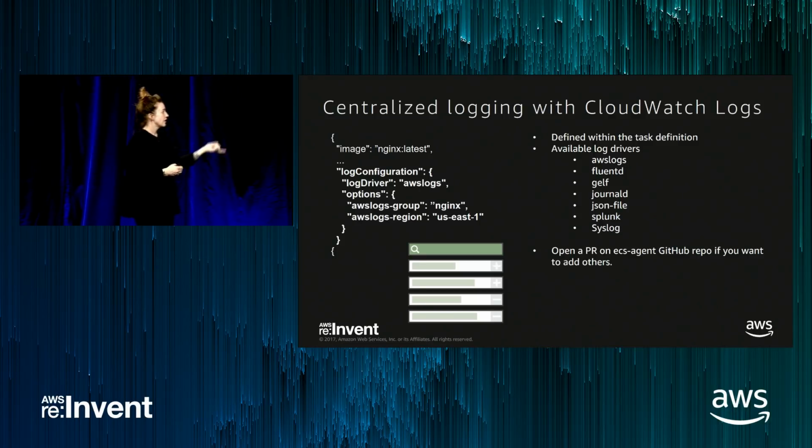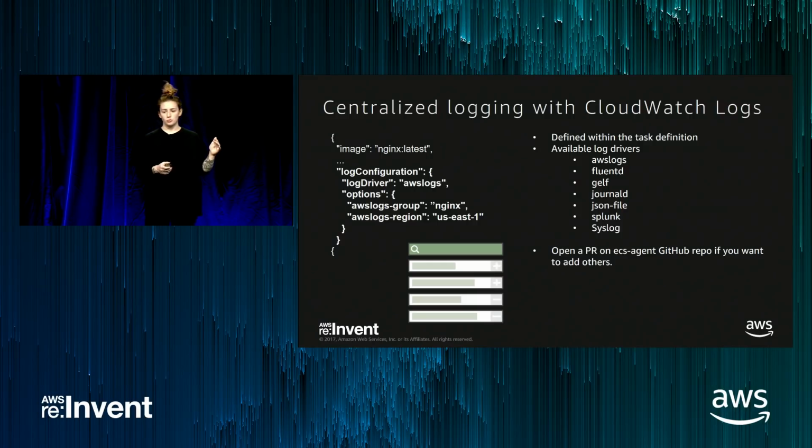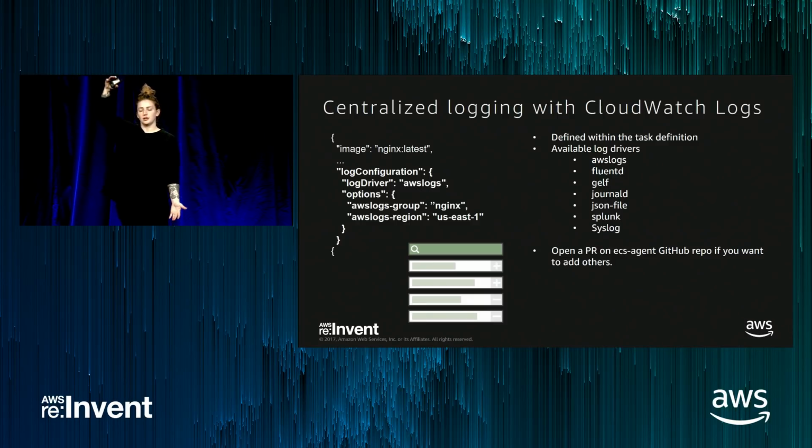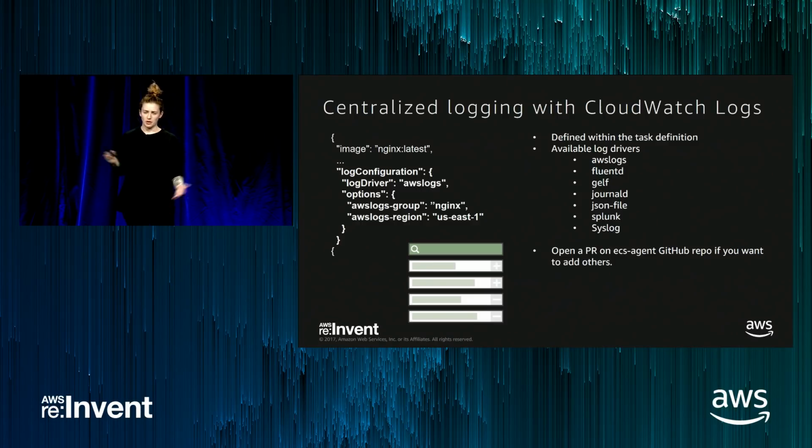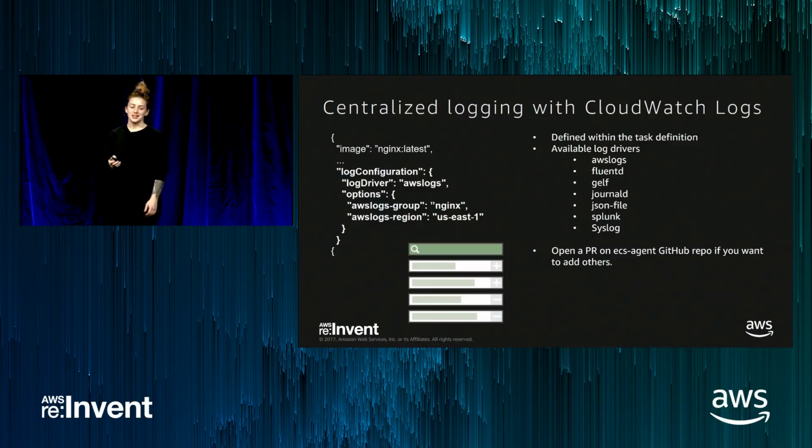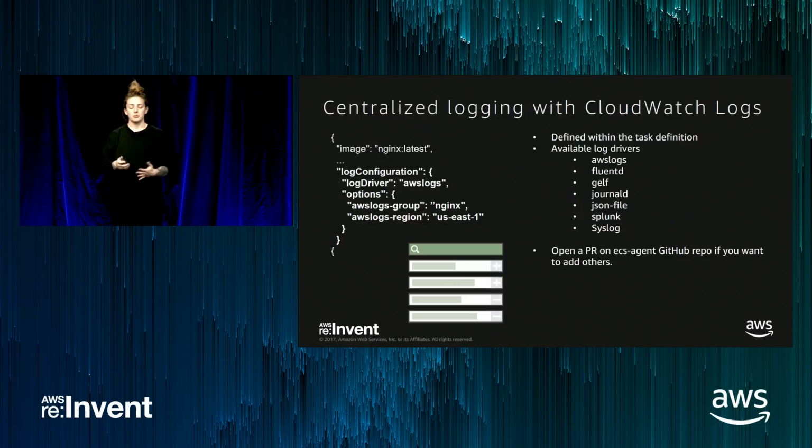With the AWS Logs one, I can set the log group so that I can sort it, because I think probably the only thing worse than no logs is having terabytes of unstructured logs. And then it's like, well, what do I do if something actually goes wrong? How can I use this? So set a group, set a region, but use your own favorite log driver.